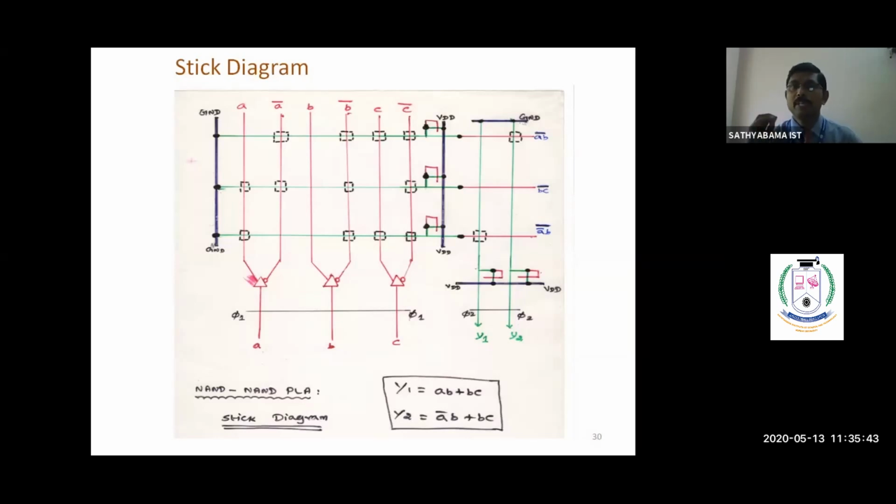Fine. So the PLA can be designed by using two logics. One is NOR logic, other one is NAND logic. If you're going for NOR logic, first the given function should be converted to the NOR function, then we have to make the design. If you're going for NAND logic, the given function should be converted to the NAND function, then we have to make the design. Fine.